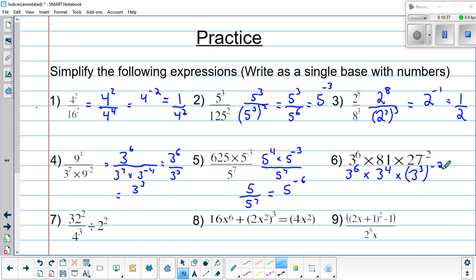Simplify this down, so I'm going to combine the first twos. We'll get 3 to the power of 10 times by 3 to the negative 6, so in the end we get 3 to the power of 4.